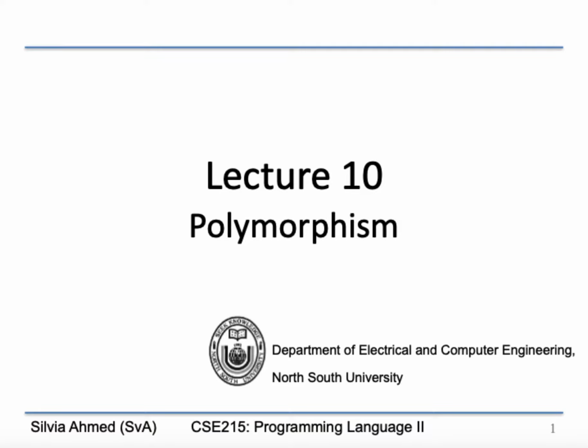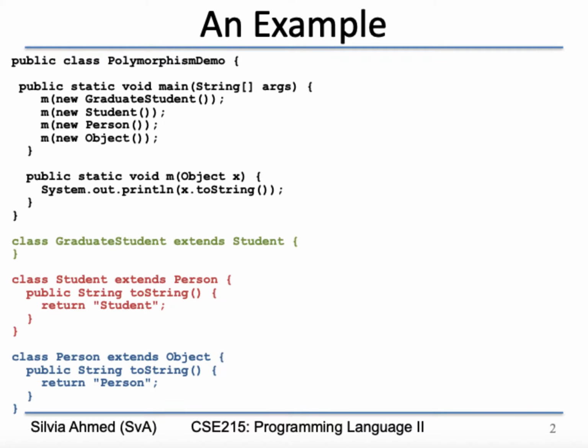Welcome to the lecture on polymorphism, which is the second part of chapter 11. Before we go into the definition of polymorphism, let's look at an example. In this code, there are 4 classes in 4 different colors. Please pause this video and draw the inheritance diagram using UML for these 4 classes, mostly these 3 classes.